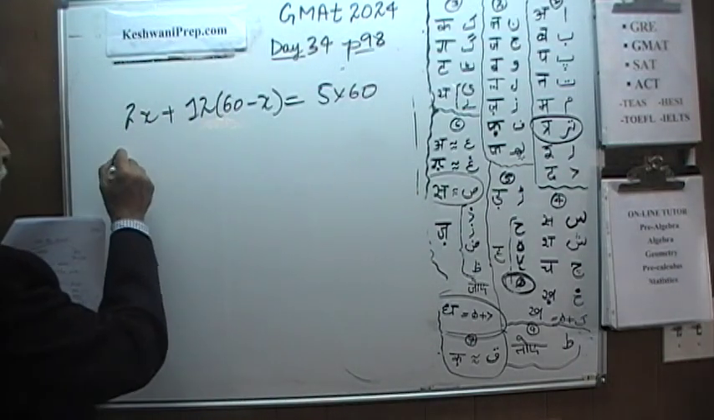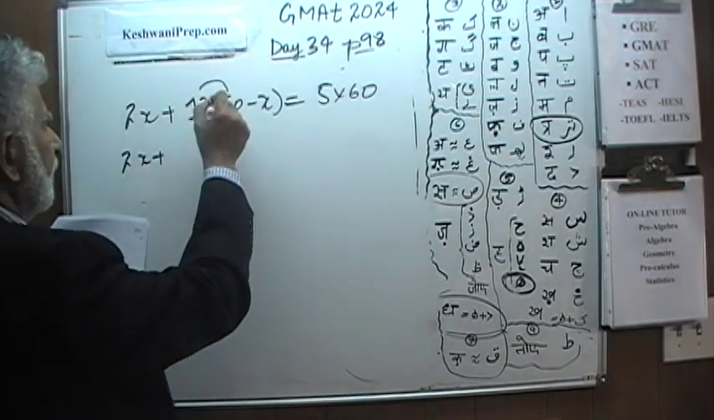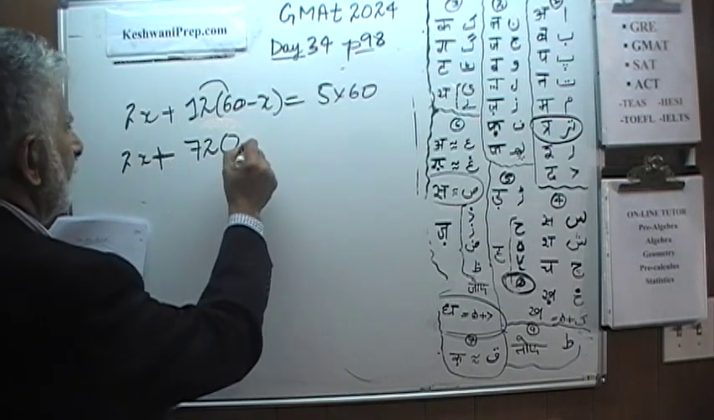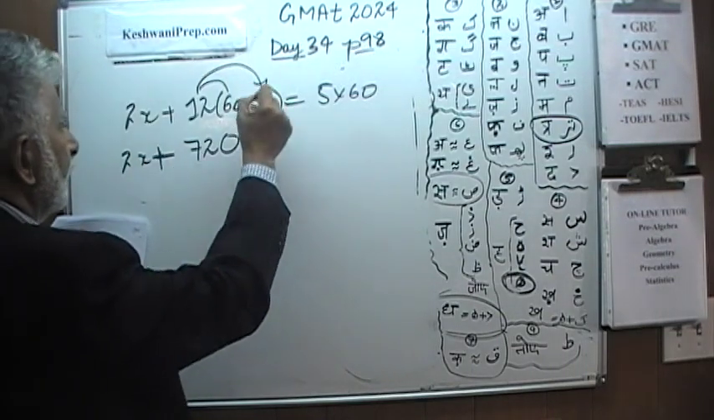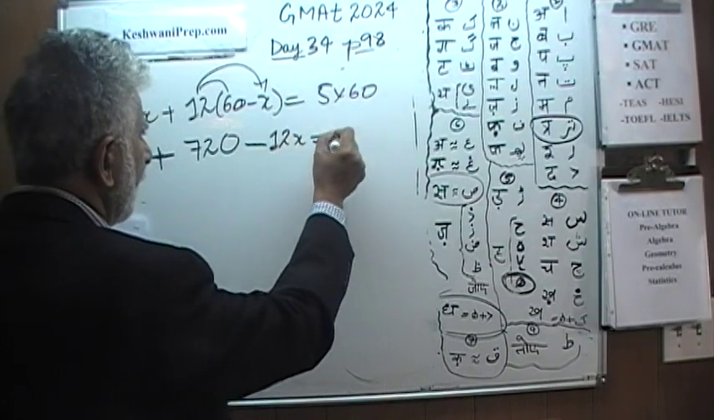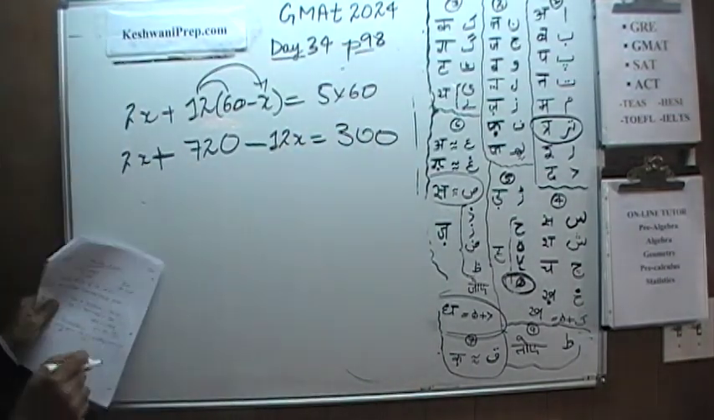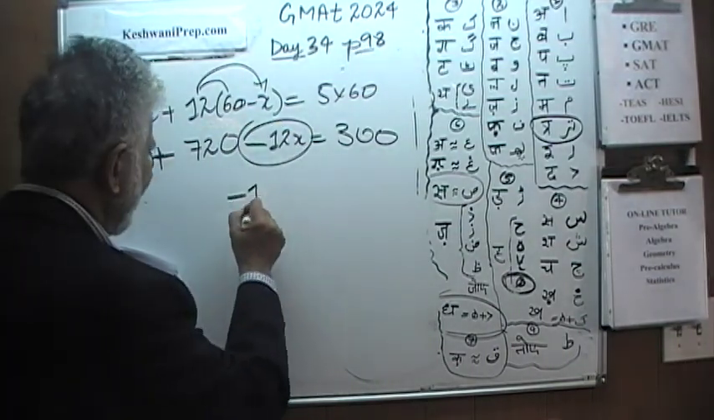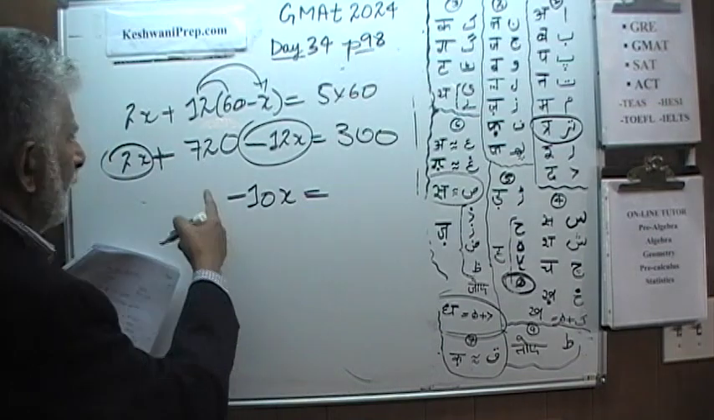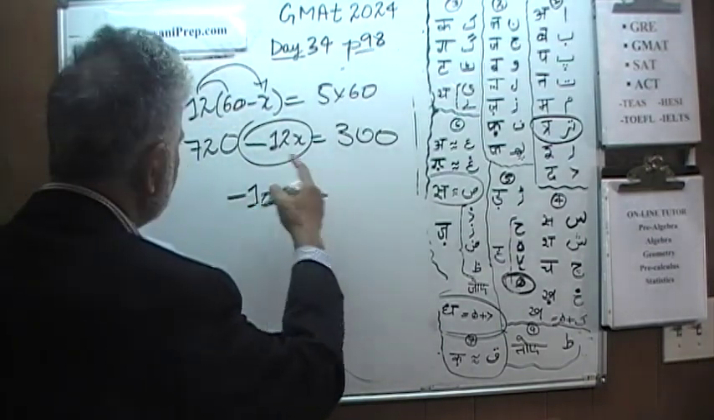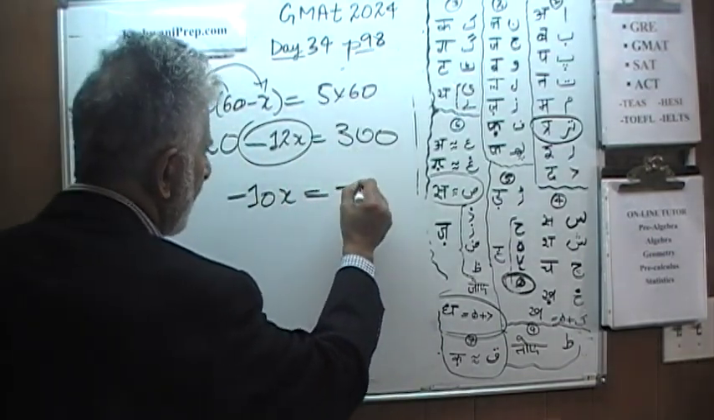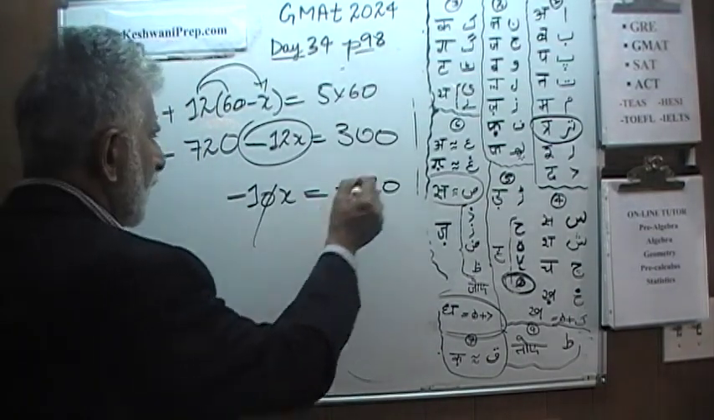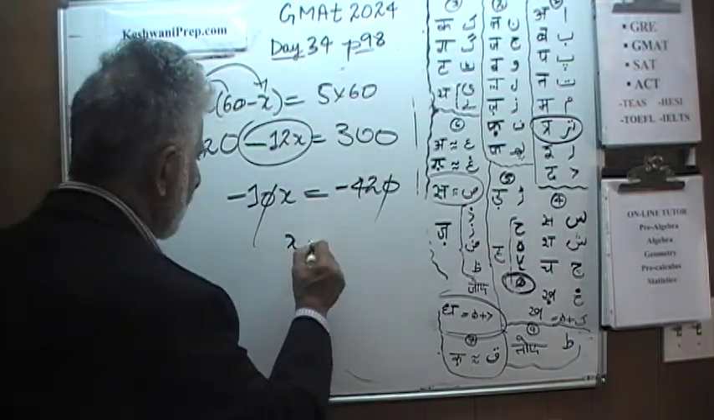Let's open it. We get 2x plus 12 times 6 is 72, and we have a 0 here, so 720, minus 12 times x gives us negative 12x, and that has to equal 300. We have 2x and negative 12x, that's going to give us negative 10x, which has to equal, bringing the 720 to this side, 300 minus 720, which is negative 420. The zeros drop out, the negative drops out, and x is 42.